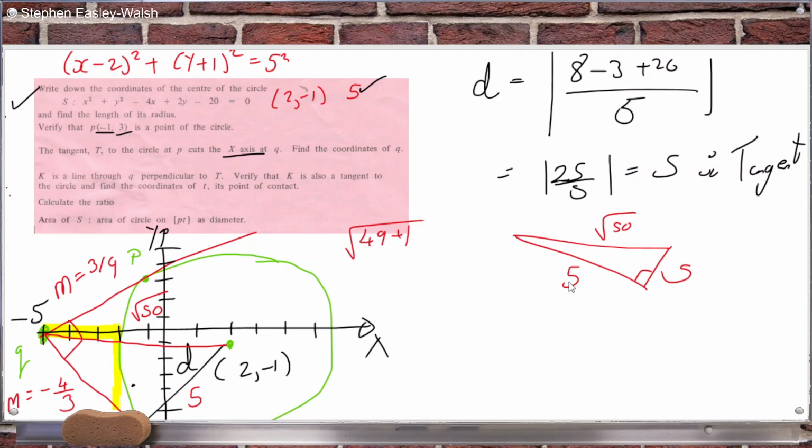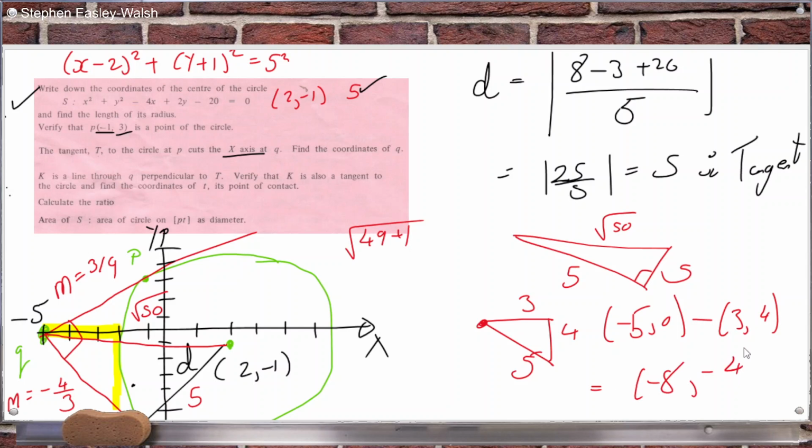Yeah, it would be. And because the slope is 3 over 4, what that would mean is I'd have to go out 3 and down 4. That would be 5. So yeah, all I have to do is take the point minus 5, 0, and then subtract 3, 4 from it. So that would be minus 8, minus 4.